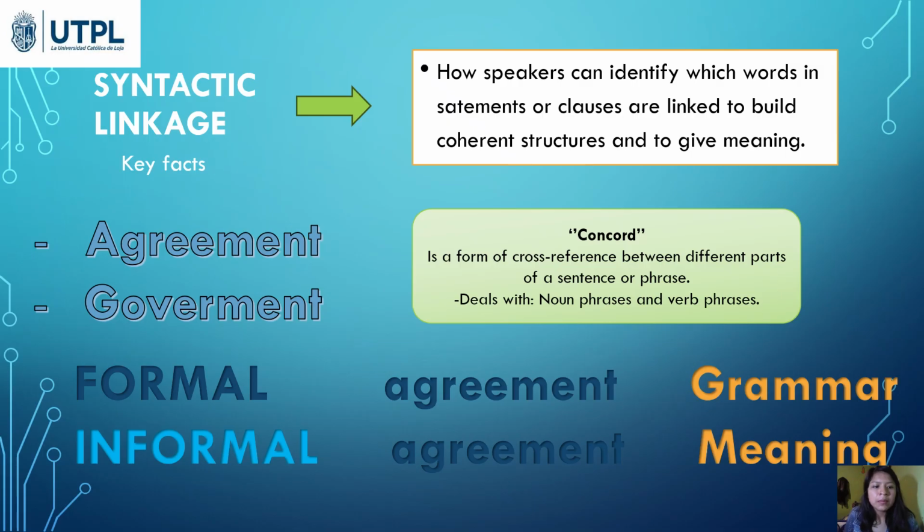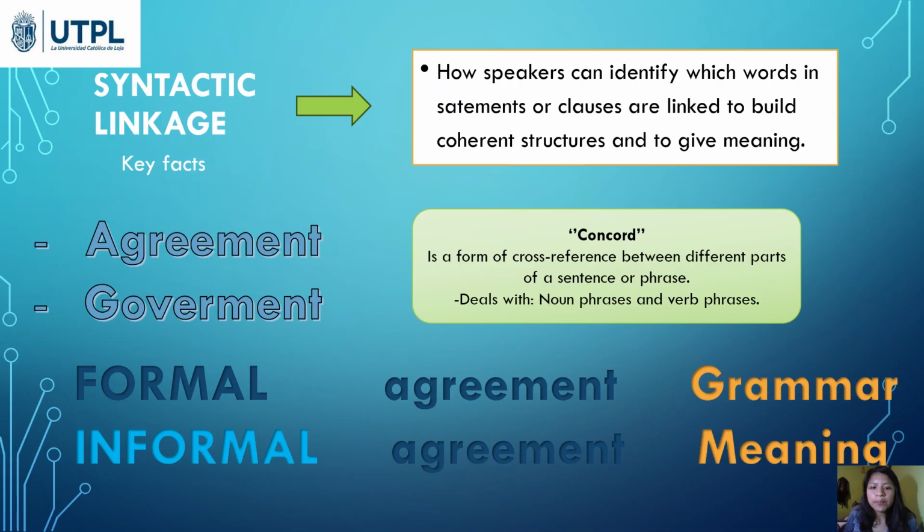What is agreement? Agreement is a syntactic rule where a dependent word must change its form to match the grammatical feature of the head word. It is essentially a grammatical meaning game. If one element changes, for example, is singular or plural, the related element must also change to maintain balance. For example, here we have concord. It is a form of cross-reference between different parts of a sentence or phrase. It deals with noun phrases and verb phrases.